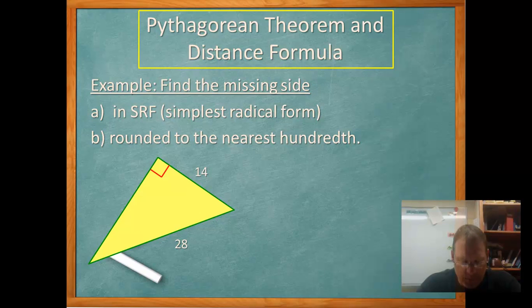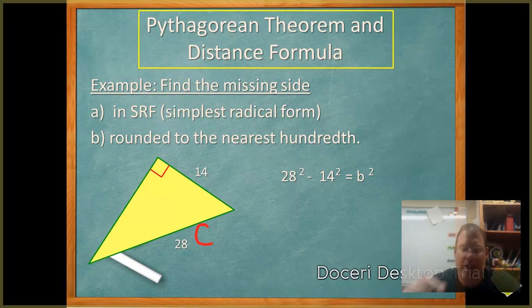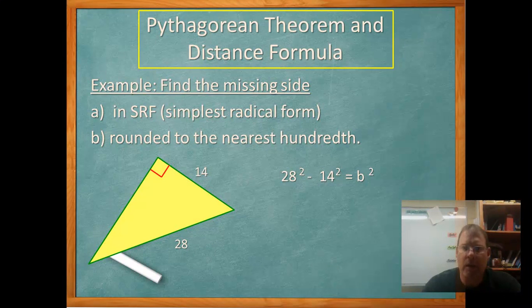Again, this is review, so I skipped a step in this first part because I happen to know that this has to be the c. So rather than going a squared plus b squared equals c squared, instead I just took c squared minus a squared equals b squared. And when you do that, you end up with 588 equals b squared.